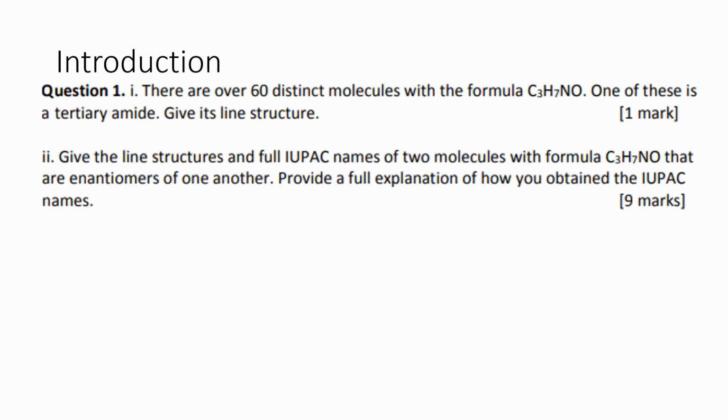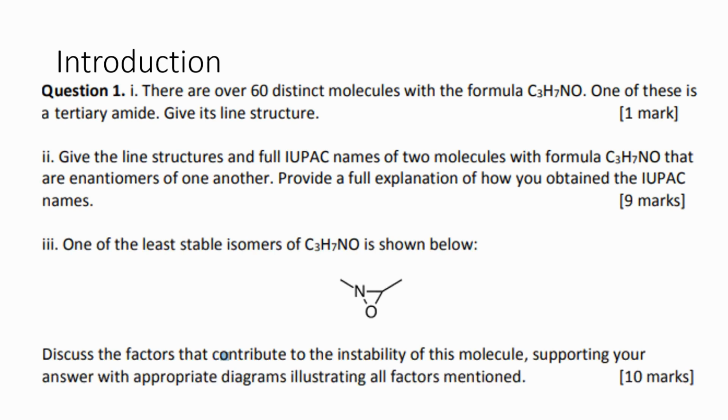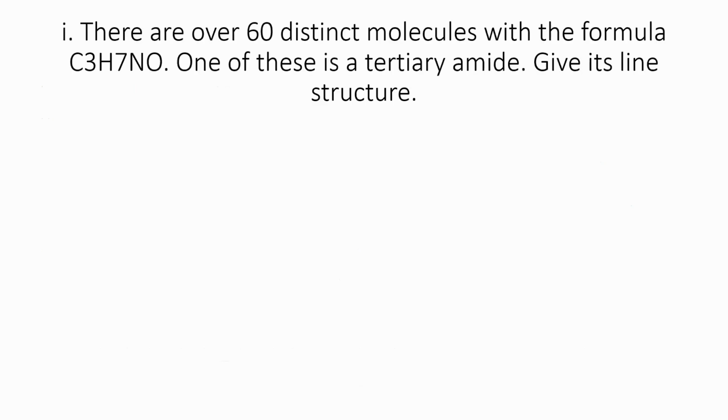Part 2. Give the line structure and full IUPAC names of two molecules with the formula C3H7NO that are enantiomers of one another. Provide a full explanation of how you obtain the IUPAC names. And finally, Part 3. One of the least stable isomers of C3H7NO is shown below. Discuss the factors that contribute to the instability of this molecule, supporting your answer with appropriate diagrams illustrating all factors mentioned.